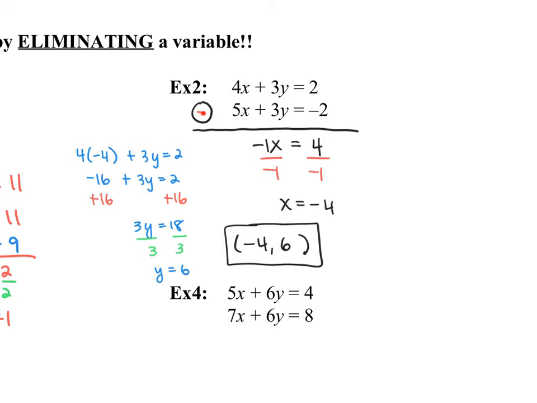Now some people don't like subtracting, and so what they might do is keep the top equation 4x plus 3y equals 2, and then multiply this entire bottom equation by negative 1 just to make the 3y its opposite. This would create the new equation negative 5x minus 3y equals positive 2. It's just important, if you're going to do this, to make sure that you multiply every single part of your equation by that same number. And then because it's a positive 3y and a negative 3y, I could add these two equations instead of subtracting them from each other.